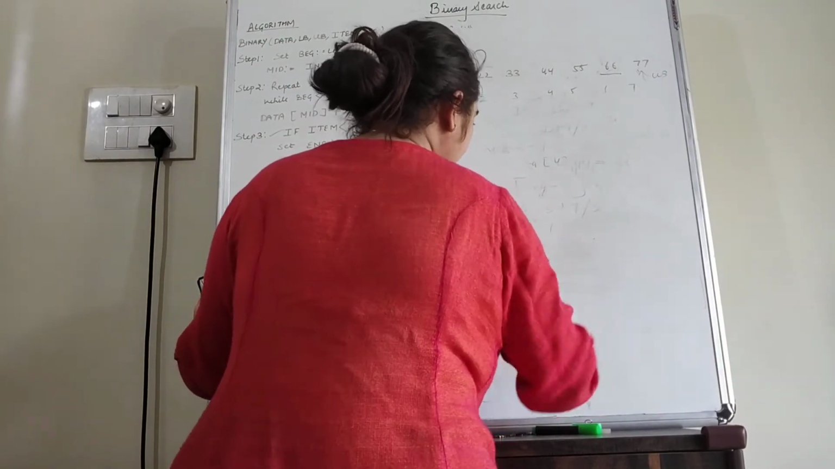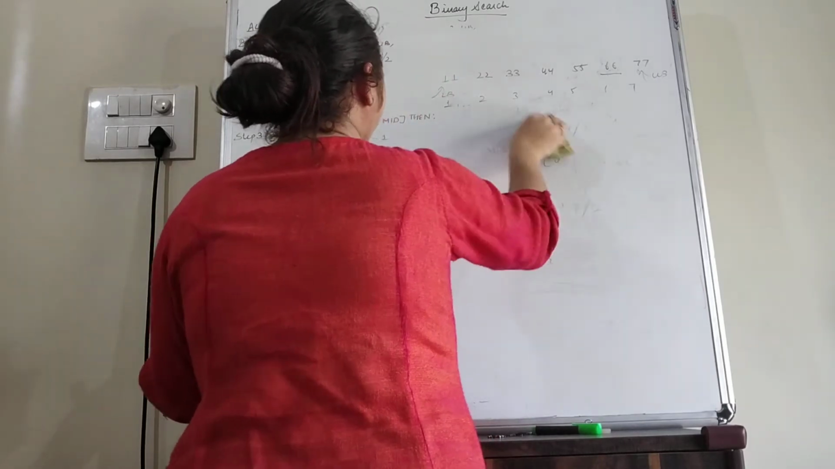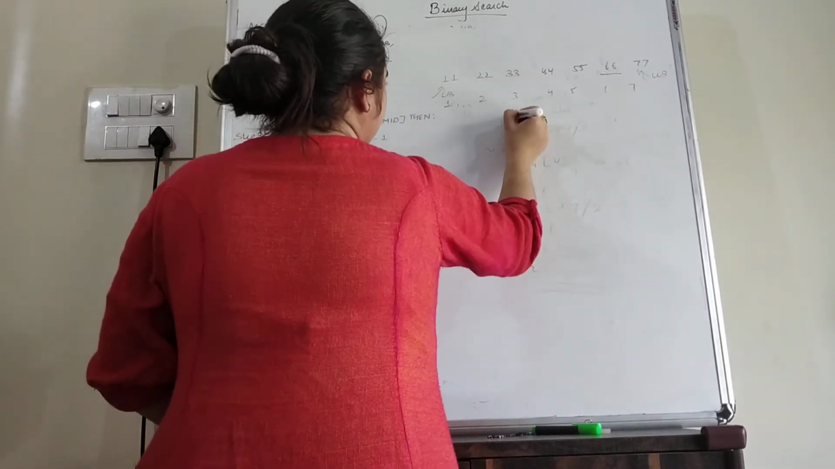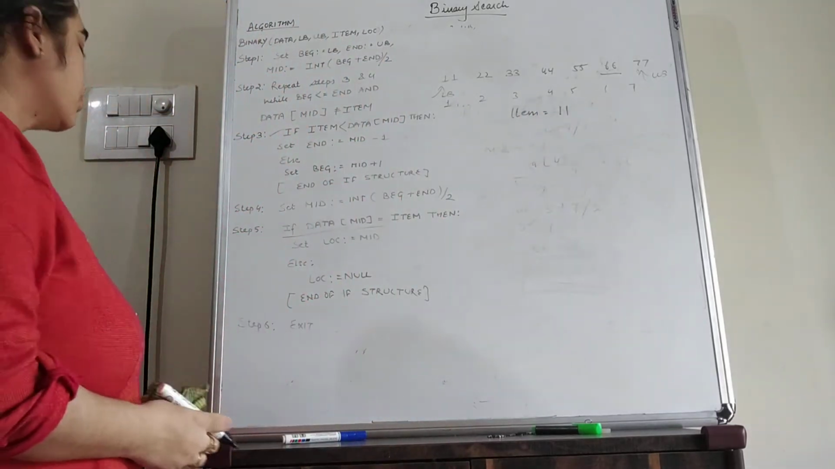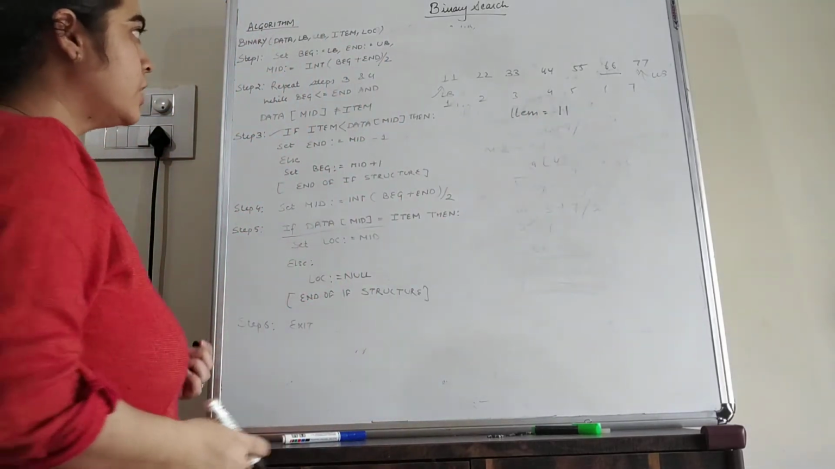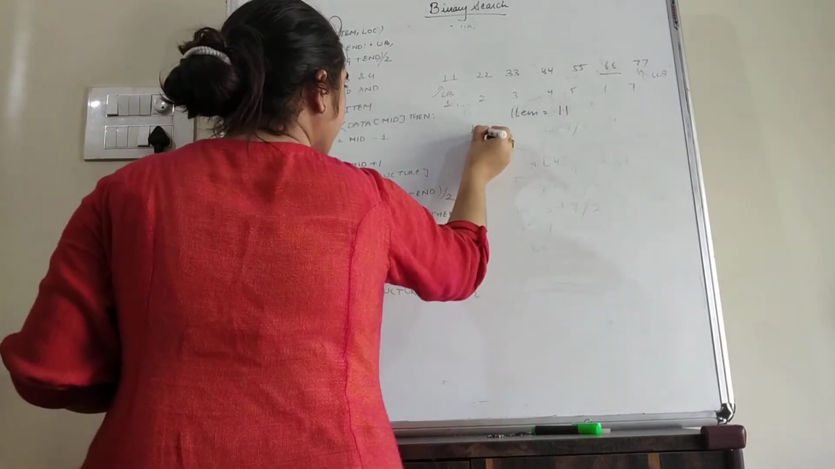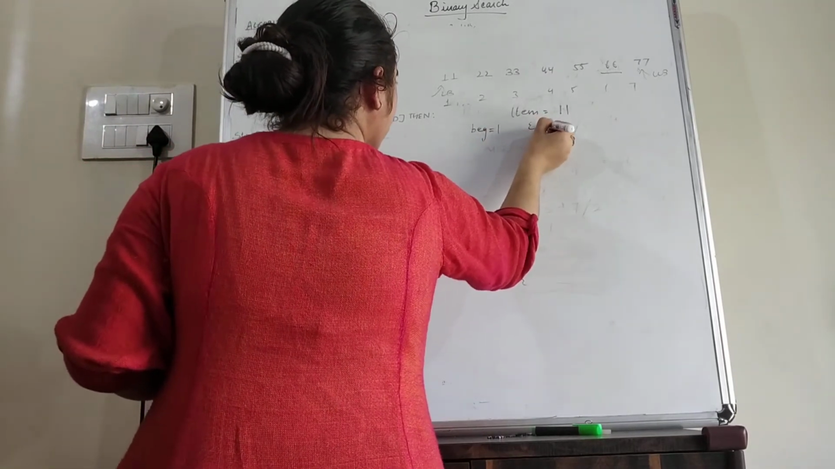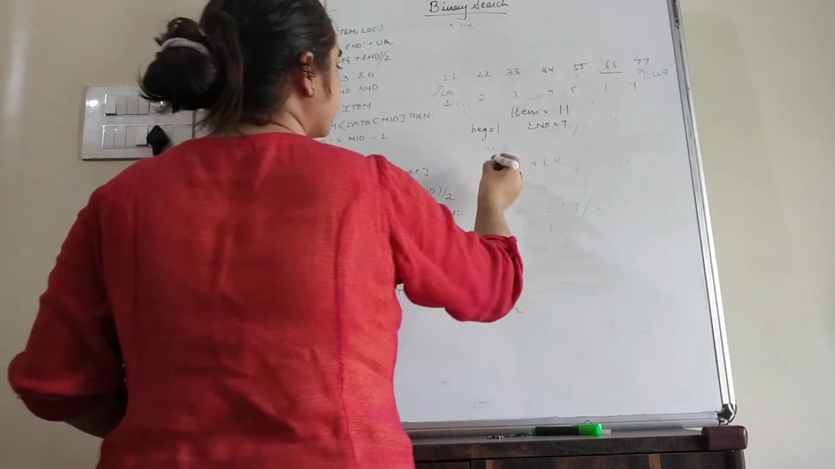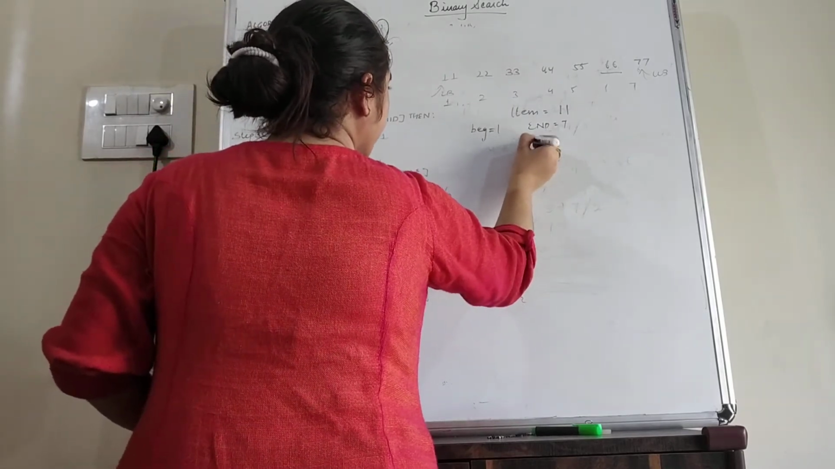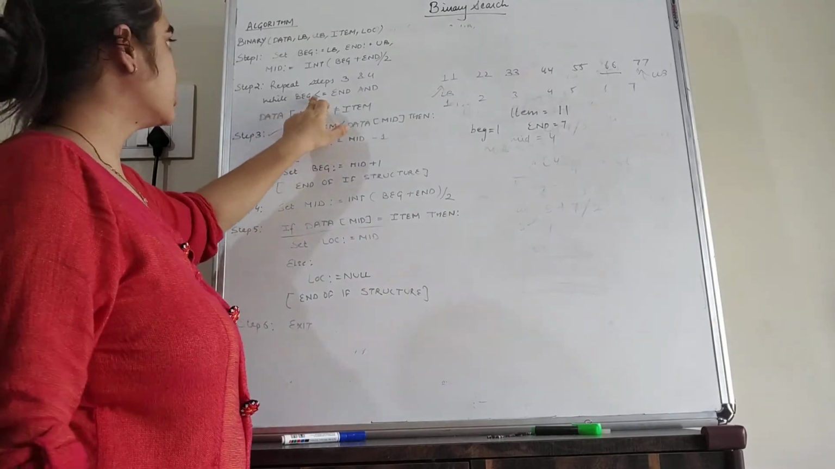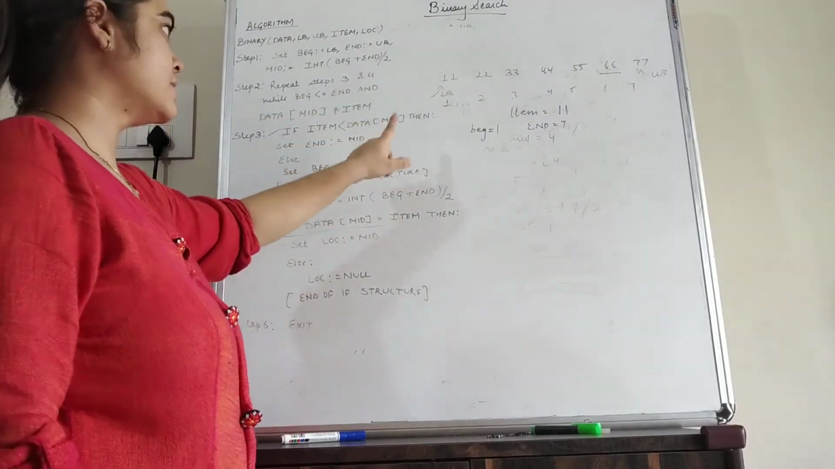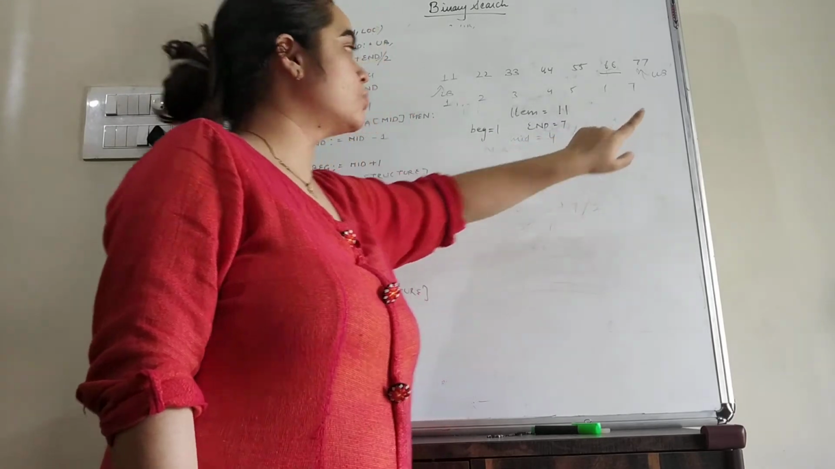Now students, suppose the data element, that is the item which we want to search from this list, is 11. So if we want to search 11, then again we have to check the beginning. Here the beginning is 1 and the end is 7. After this we find the mid. So mid is equal to 4. After finding the mid, we check the condition. Beginning is less than or equal to end, and yes, because 1 is less than or equal to 7.